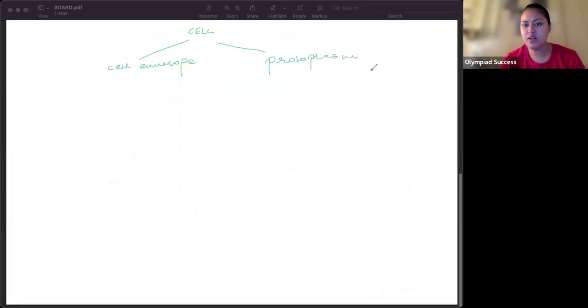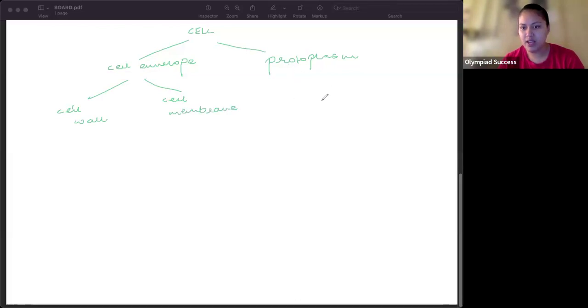A couple of terminologies are normally used interchangeably, specifically in NCERT. That is a problem with NCERT. They sometimes use protoplasm, they sometimes use cytoplasm, then they'll use cytosol, but you need to know the difference between all of them. So the cell envelope can be of two types, of course. We have the cell wall and we have the cell membrane or the plasma membrane.